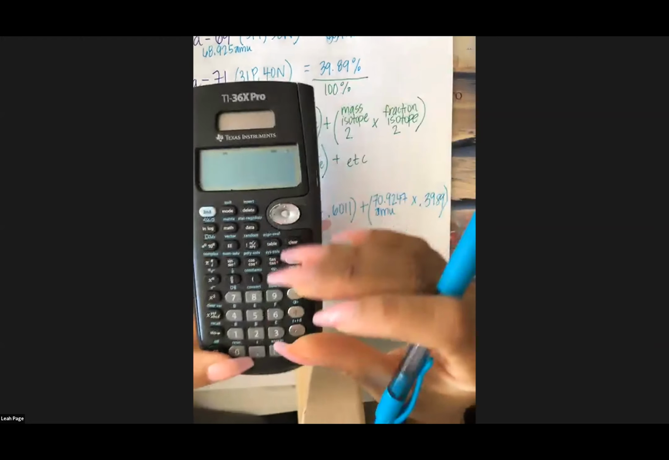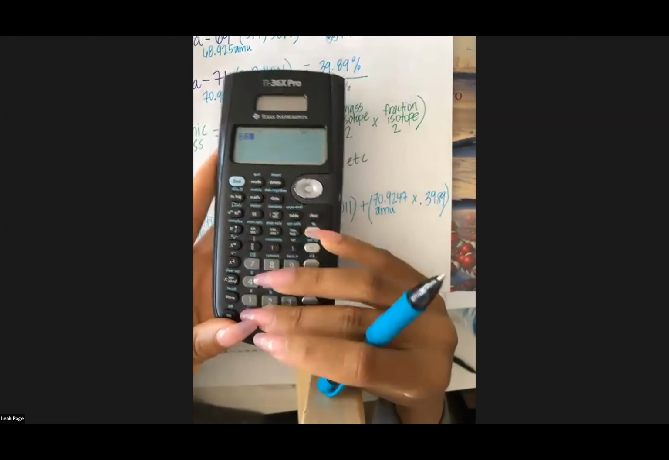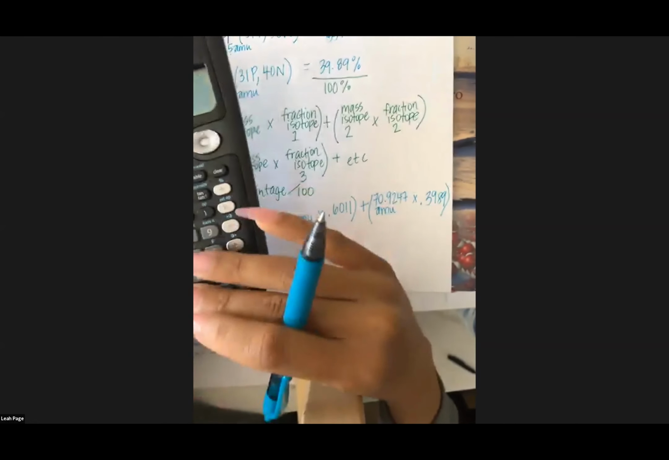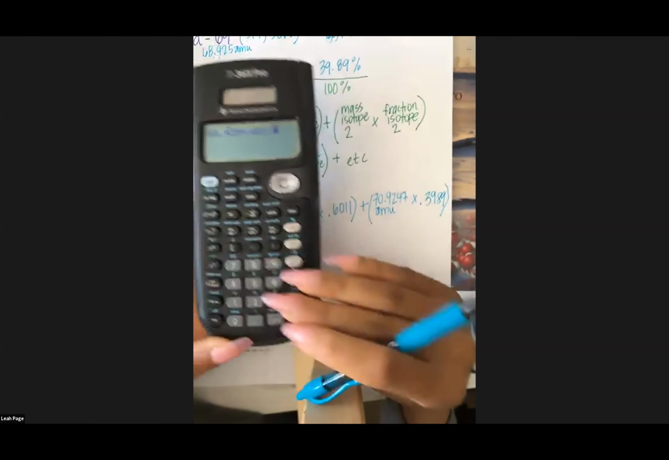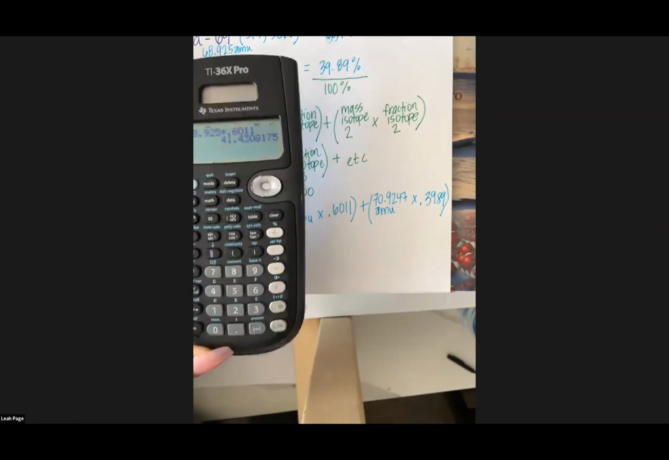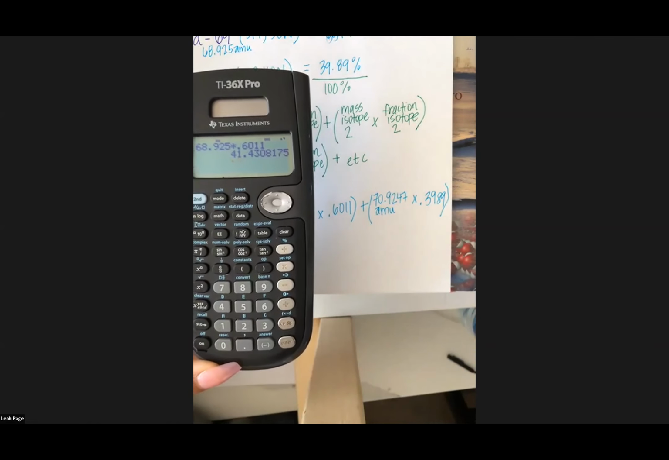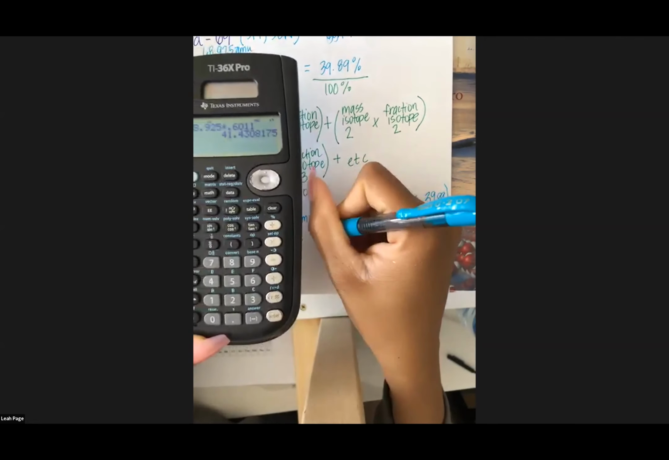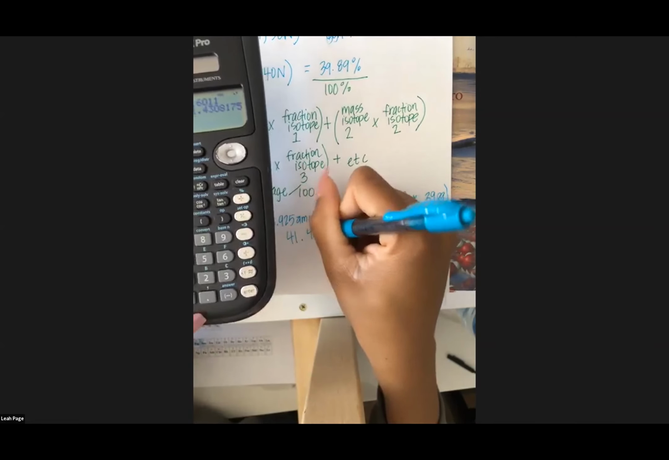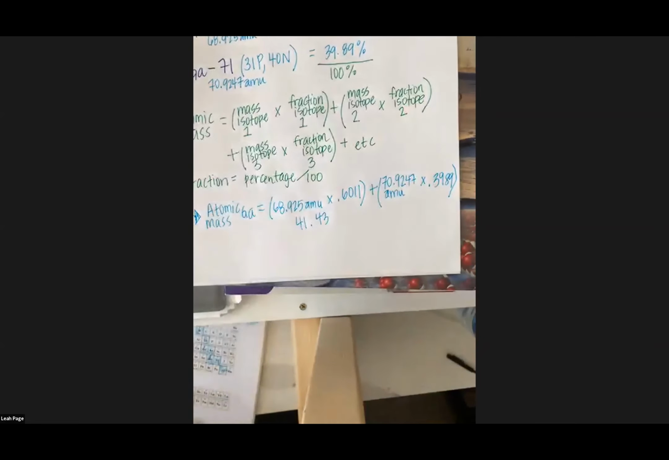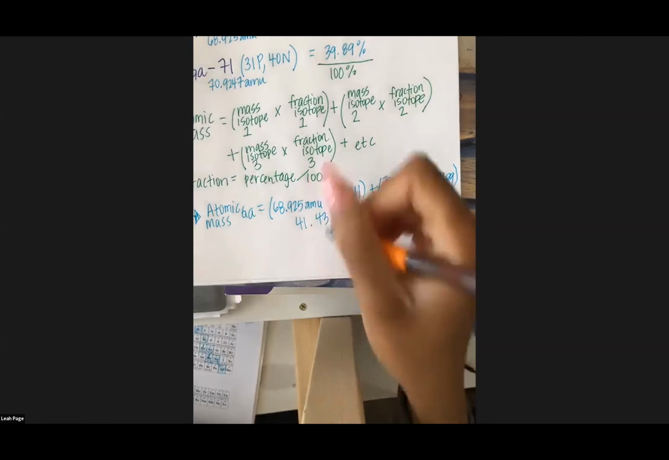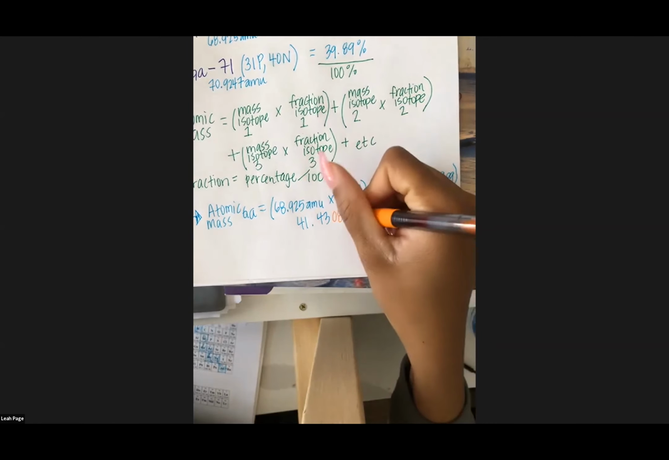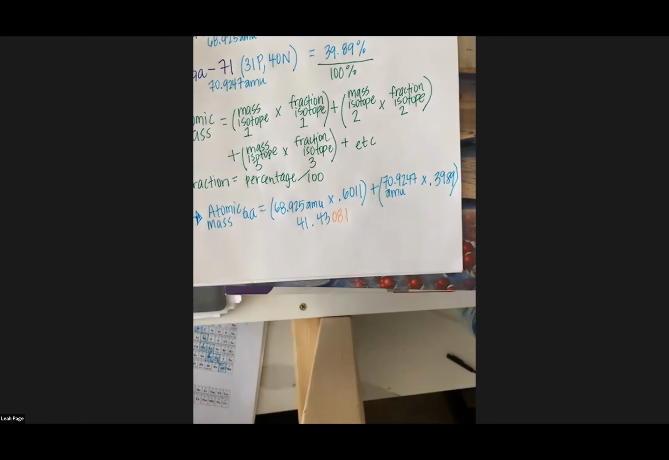So I'm going to go ahead and say 68.925 times 0.6011. And if I put this in with 4 sig figs, technically it should be 41.43. But remember, we're still not going to round until the end. So I'm going to write the other numbers in orange so you know that I'm not really taking them into account.